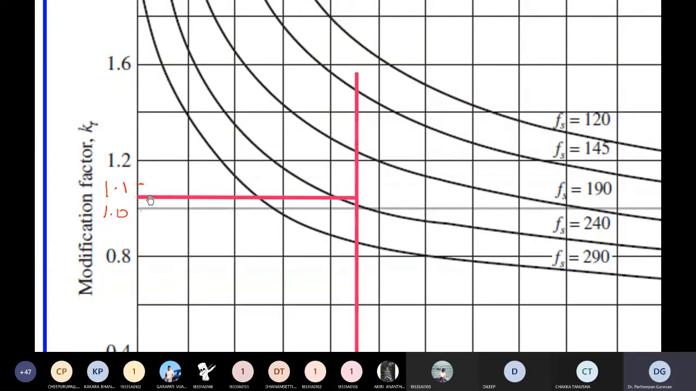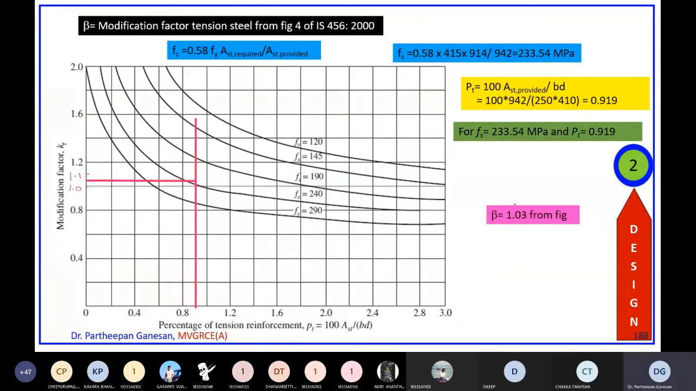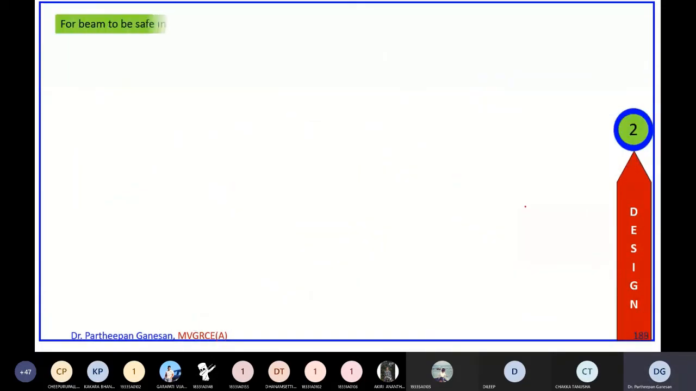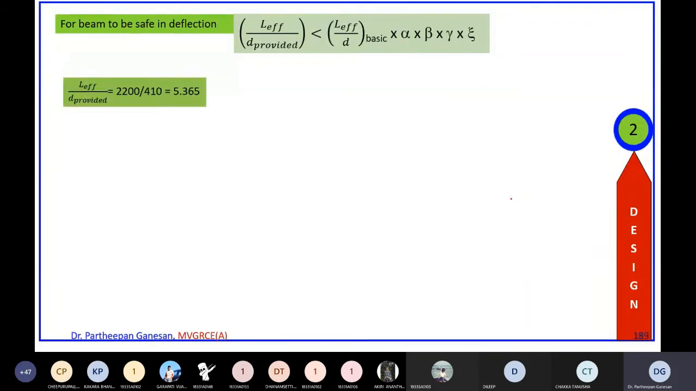Okay. So I have taken 1.03. Now if you see, L effective by D provided, 2200 divided by 410, is 5.365 coming, right? Now on the right side you evaluate. Right side is L effective by D basic. Sorry, I have written wrongly here. I have to change.